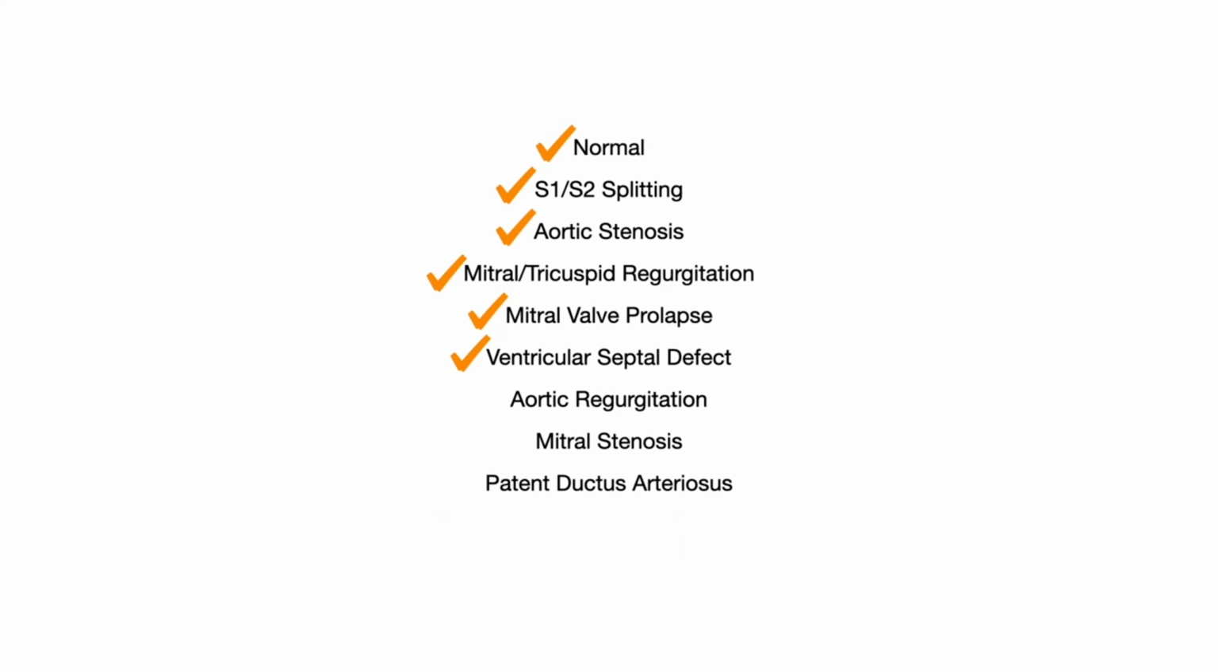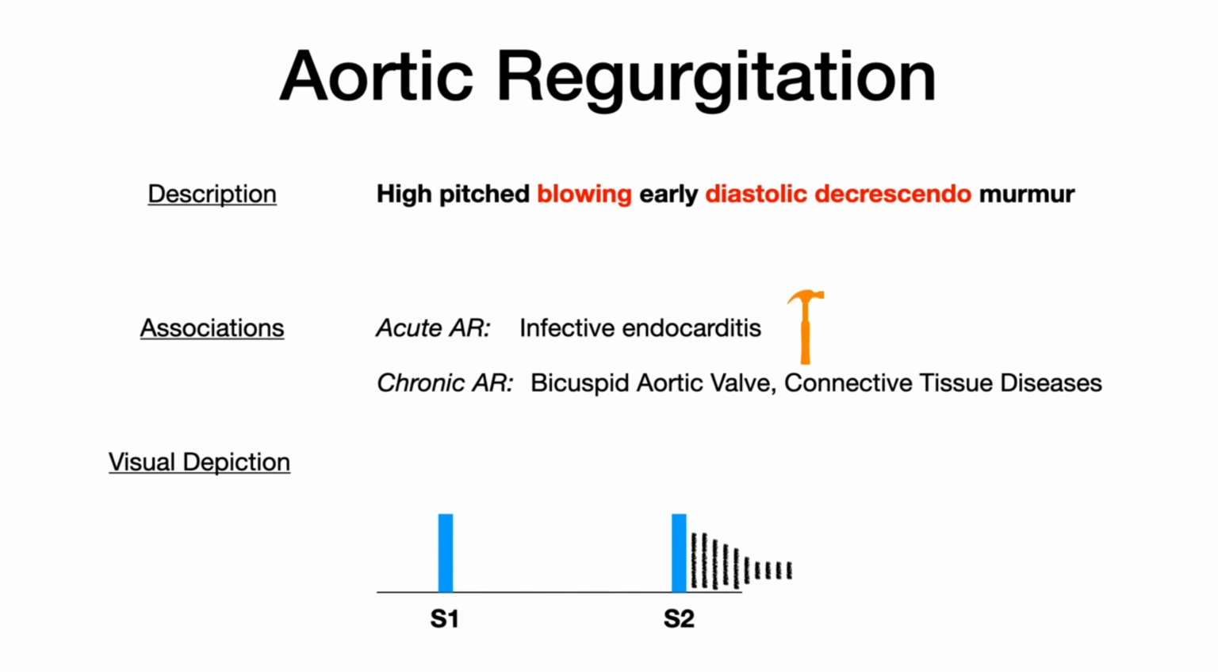All right, so now let's talk about aortic regurgitation. And aortic regurgitation will actually be the first diastolic murmur that we'll talk about. This is described as a high-pitched, blowing, early diastolic decrescendo murmur.